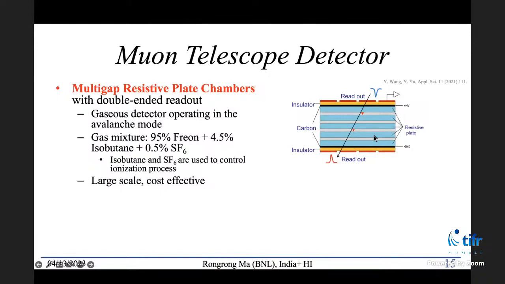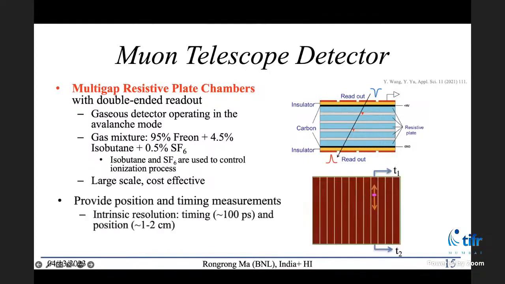One of the advantages of this MRPC is that you can produce them on a large scale, cover a large area, and it's relatively cheap compared to, for example, silicon detectors.